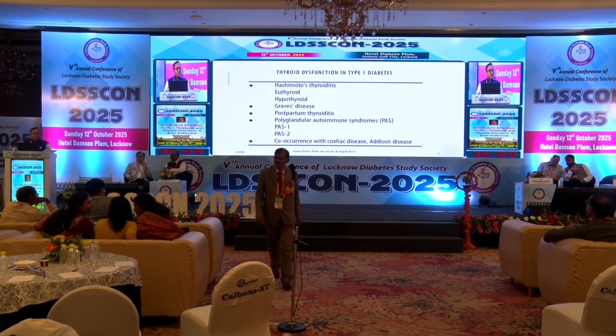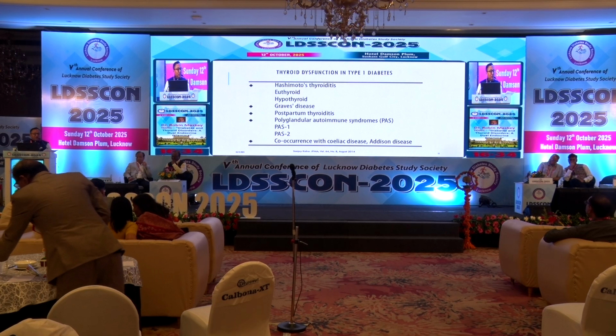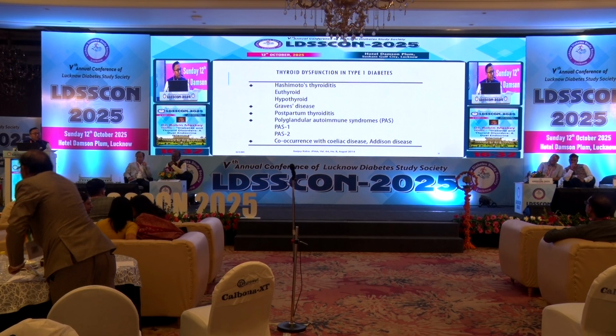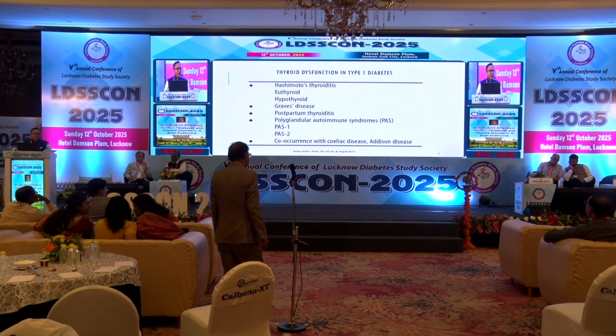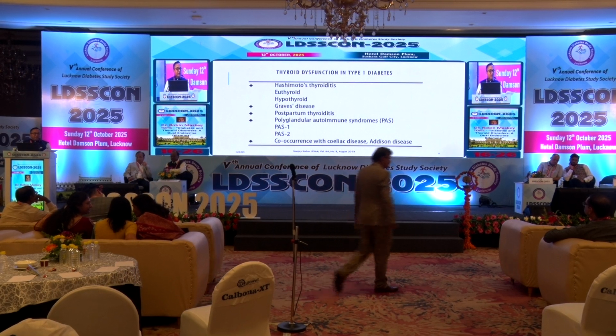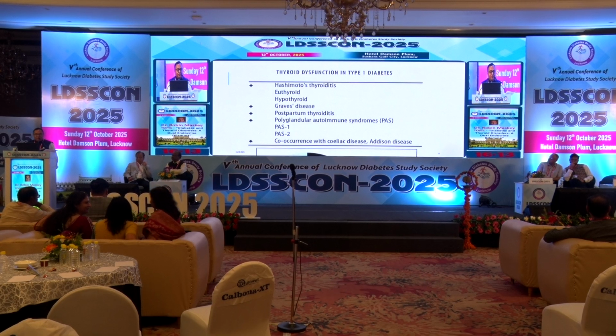So how is thyroid dysfunction related to type 1 diabetes? It is more commonly associated with Hashimoto thyroiditis, Graves disease, and postpartum thyroiditis, and you must be aware of APS type 1 and type 2 syndrome. In APS type 1, hypogonadism is there. In APS type 2, type 1 diabetes is associated with hypothyroidism, but it is usually associated with APS type 3. And you can also have co-occurrence between celiac disease and Addison disease.